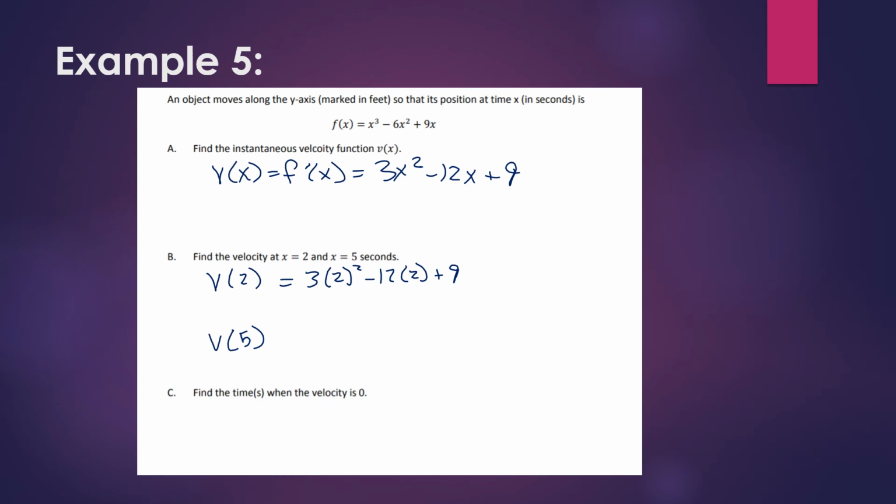Well, 2 squared is 4. 3 times 4 is 12. So I'm going to get 12 minus 24 plus 9, which is going to give us negative 3. v of 2 equals negative 3.